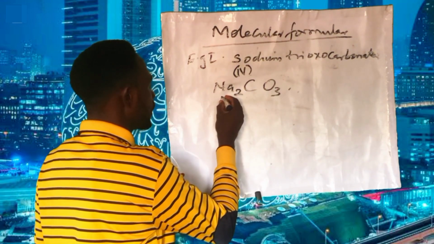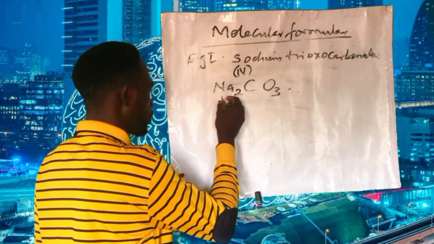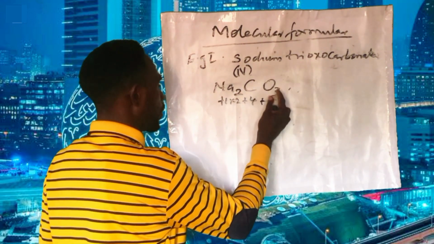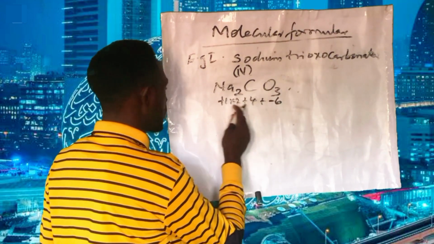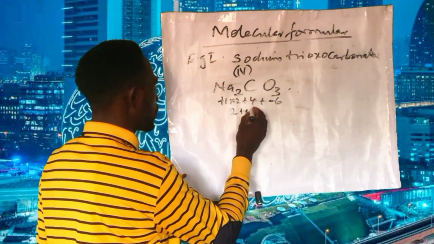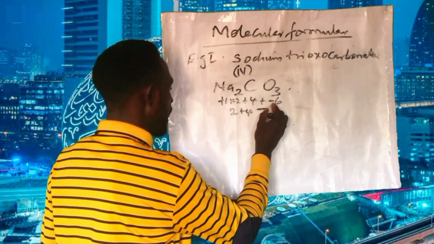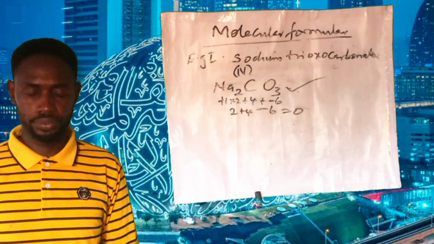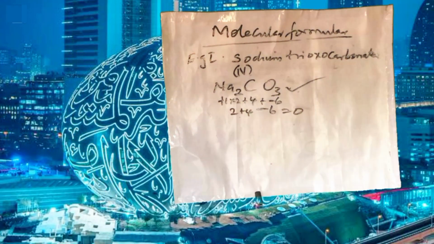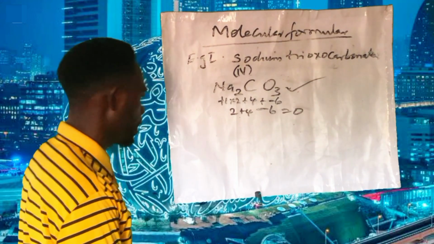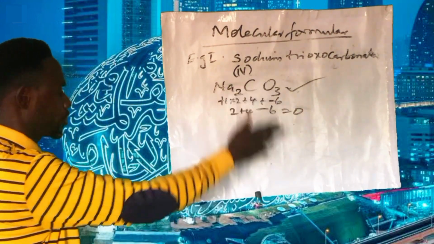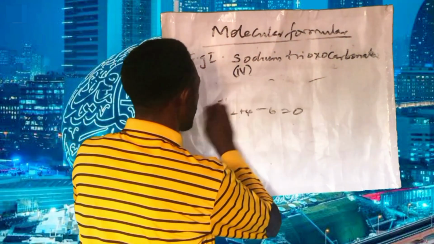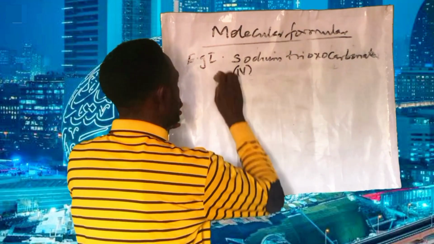So check this. If it is 0: 1 sodium is plus 1 times 2, plus 4 times 1 because carbon is only 4, plus -2 times 3, -6. Let's check. Here becomes 2 plus 4, which is 6. Then -6 is 0. So this is the correct formula for sodium trioxocarbonate(IV). Okay, so the correct formula for sodium trioxocarbonate(IV) is Na2CO3. We move to the next example.